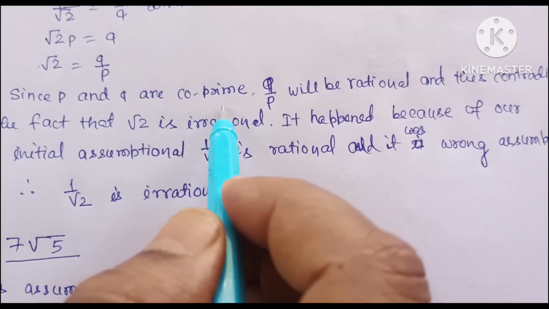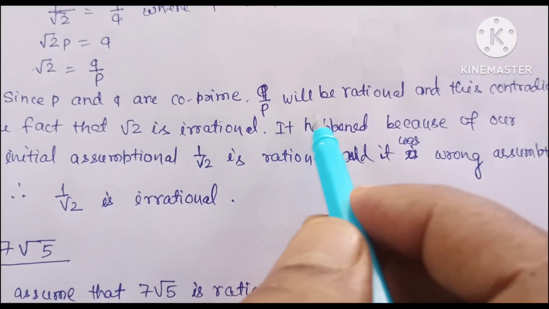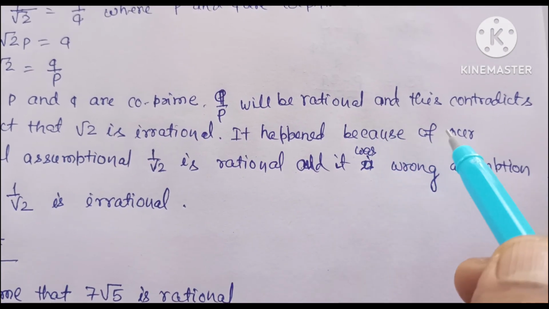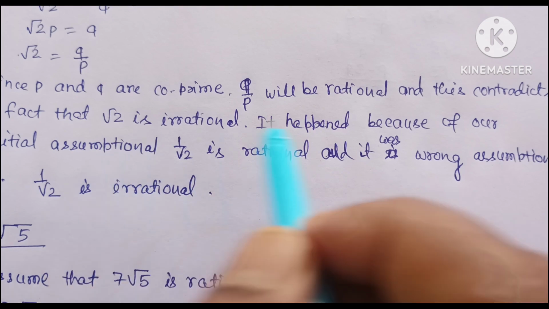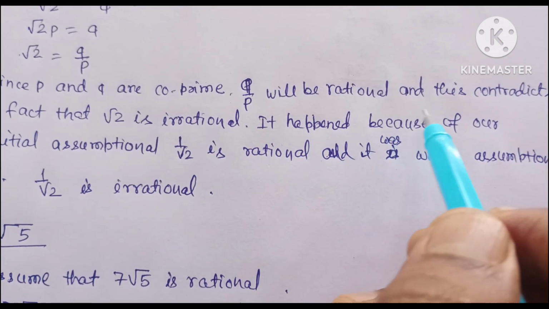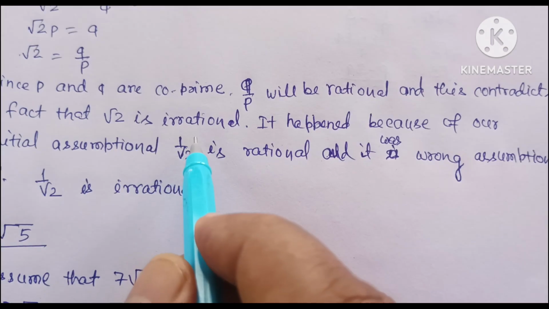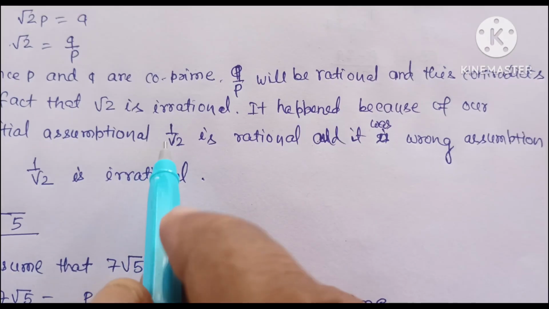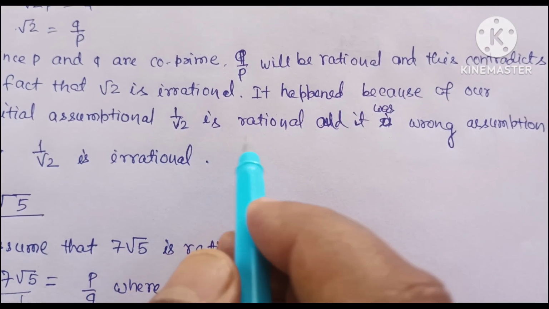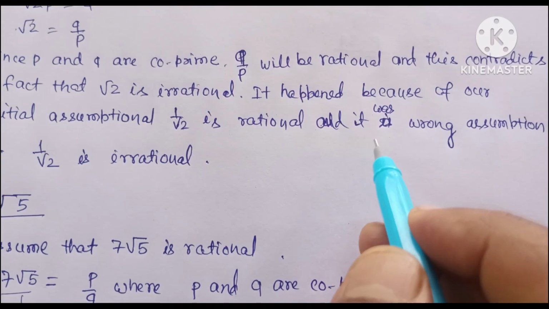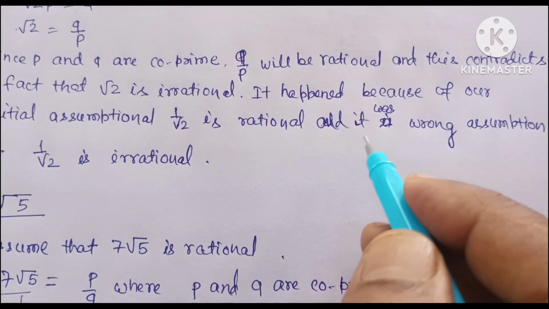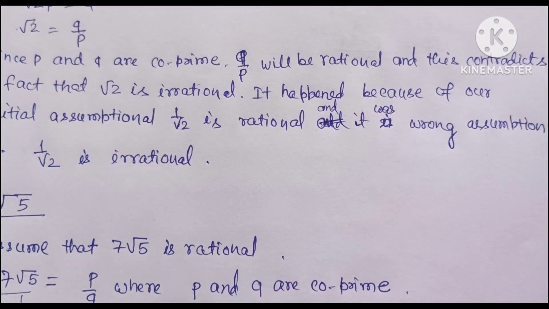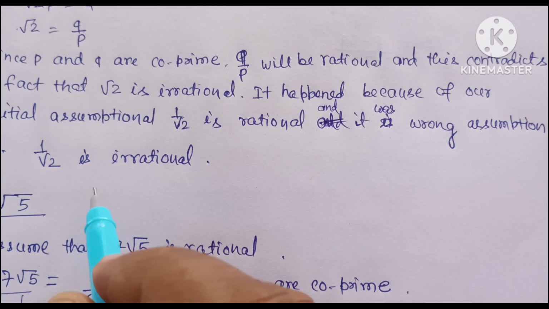Since p and q are co-prime integers, q by p will be rational, and this contradicts the fact that root 2 is irrational. This happened because of our wrong initial assumption, that 1 by root 2 is rational. As it was a wrong assumption, 1 by root 2 is an irrational number.